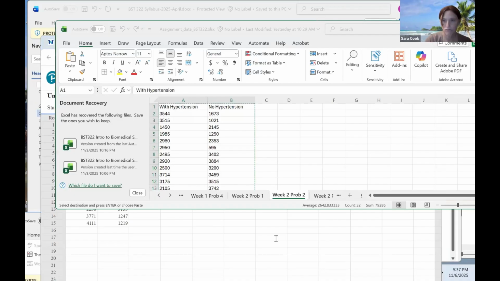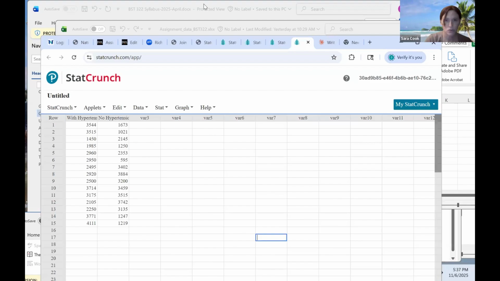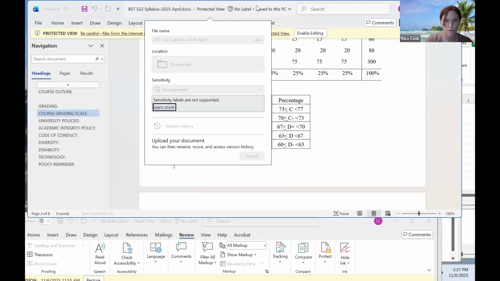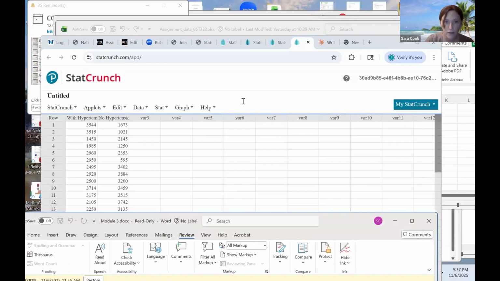Oops, that's not what I wanted. I don't like screens, by the way. I don't like how small they are.